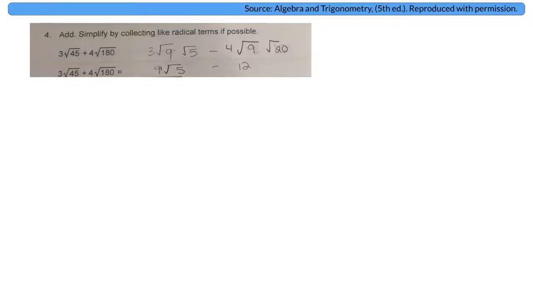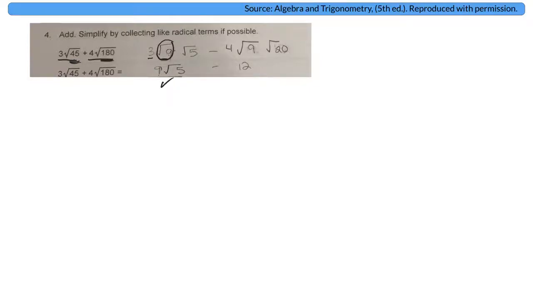Here's a few questions on radicals and simplifying them. In this first one, they ask you to add these two. Now you can't add them because the radicands are different. So hopefully I can make the radicands the same. So in this first one, you took 45 and made it root 9 times root 5. And the square root of 9 is 3. So 3 times 3 is 9.